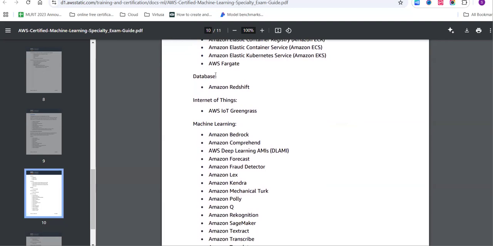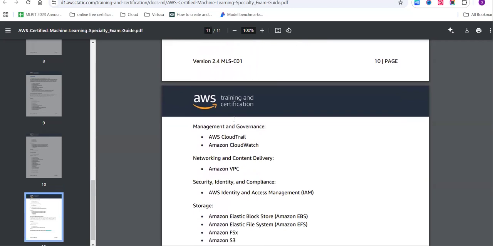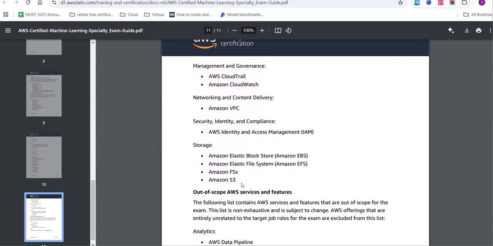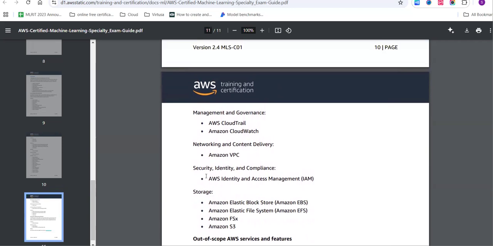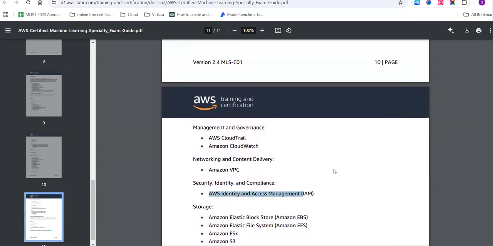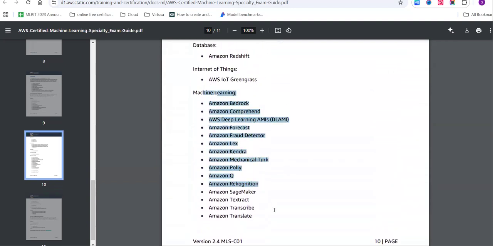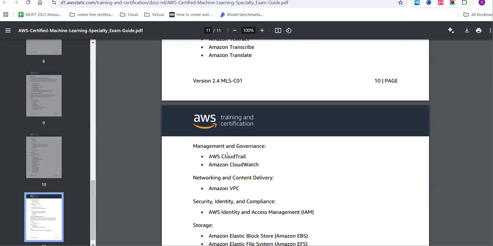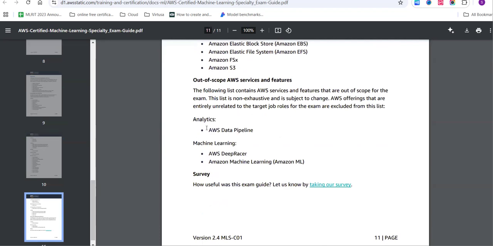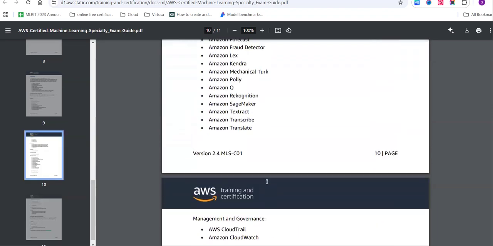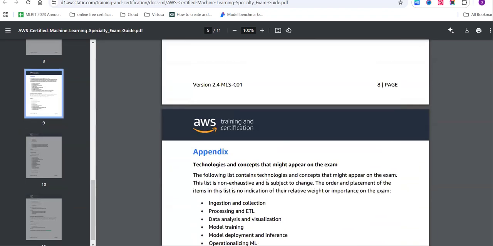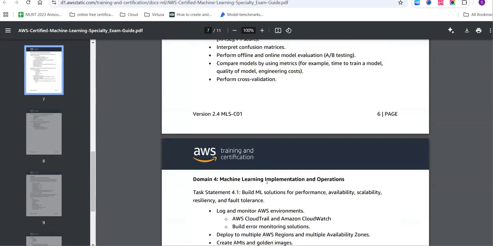And related to databases, Redshift we need to understand, and DynamoDB we need to understand. And coming to storage, these are the services we need to understand. Security related, the IAM service we need to understand. Networking related. So the basic ML related services, these are all. So we need to understand all of these services, and the analysis related as well as ML related services we need to understand.